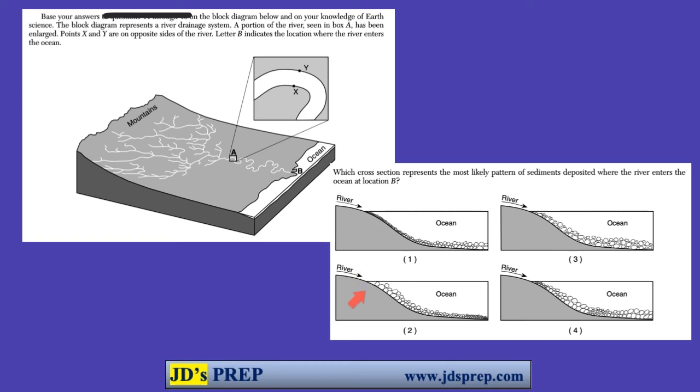So what we should see, and what we see in this one, is the sediments deposited are indicative of that. So where it first starts to slow, we'll have the larger sediments come out, and then as it slows more, we eventually get the smaller sediments. So our correct answer to this question is 2.